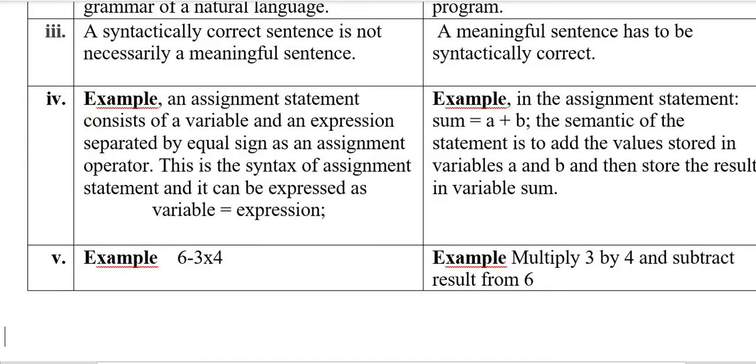Now we have two examples. In fourth point we have an example of syntax: an assignment statement consists of a variable and an expression separated by equal sign as an assignment operator. This is the syntax of assignment statement and it can be represented as variable is equals to expression. Example of semantic is in the assignment statement sum is equals to a plus b. The semantic of statement is to add the values stored in variables a and b and then store the result in variable sum.